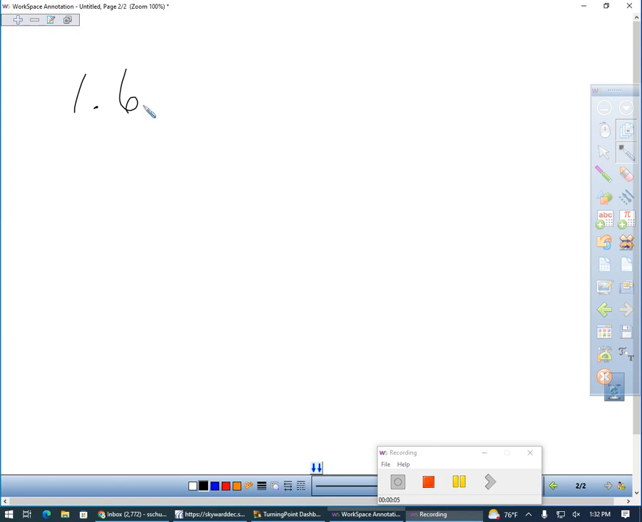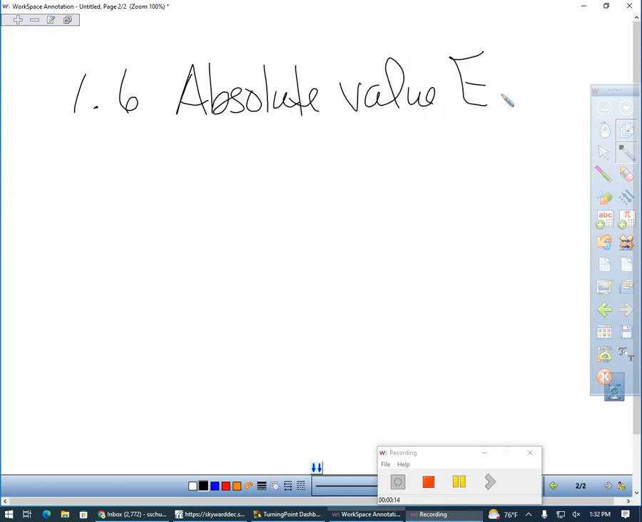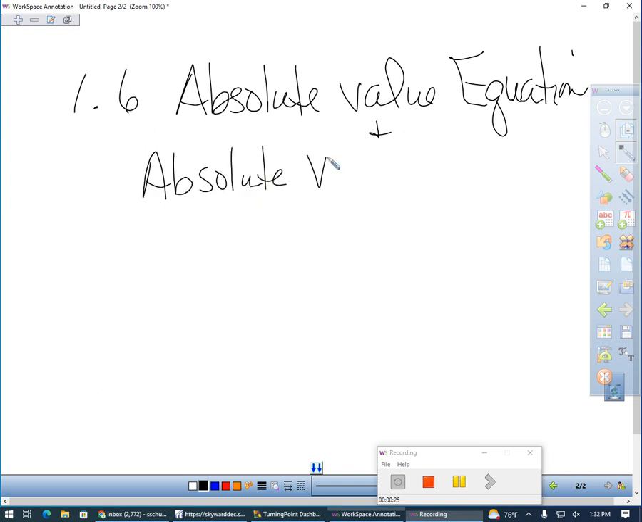We are talking about absolute value equations, which is what we had in the warm-up, right? And, of course, we can't stop there. We're also going to talk about absolute value inequalities. All right. So let's start with the equation ones.